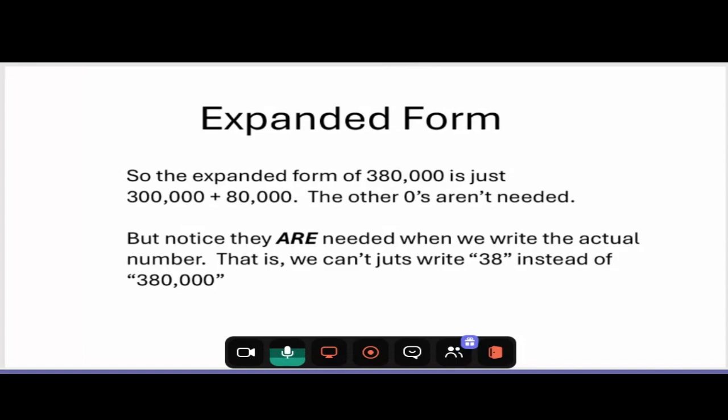Now, this number here happens to be the distance to the moon. I picked that on purpose. So if you say, how far is it to the moon? Well, it's not 38 kilometers, that's for sure, right? It's 380,000 kilometers. Let's try another one that has some zeros tucked in there, 785.32009. Let's write that in expanded form.